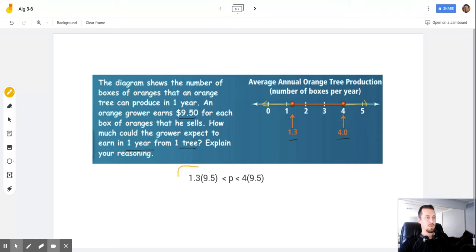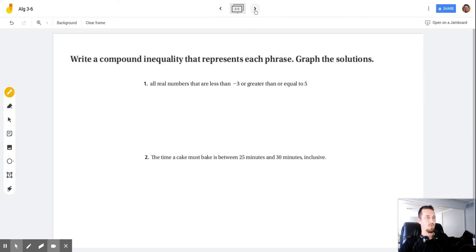First, we're just going to focus on working with the symbolic representations, and then later in the lesson, we'll look at more word problem kind of situations where you have to set up the inequalities yourself. Well, I guess you have to set up the inequalities right here, but it's not in context.